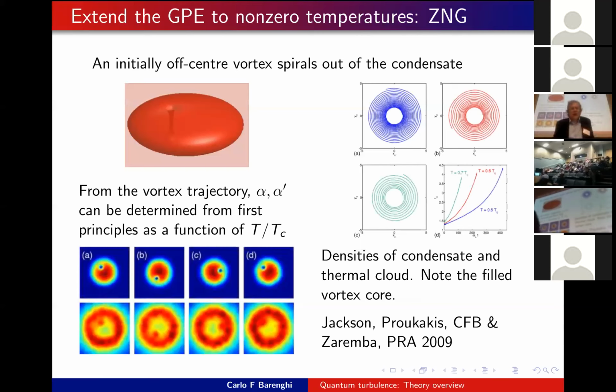Now the thermal cloud is actually not uniform, but it likes to go where the condensate is not present, so it's more dense on the outer part of the condensate and less dense at the center. But you can notice that there is clearly a signature here of the vortex core in the thermal cloud. So in other words, what this model is saying is that the center of the vortex core is filled with thermal atoms.